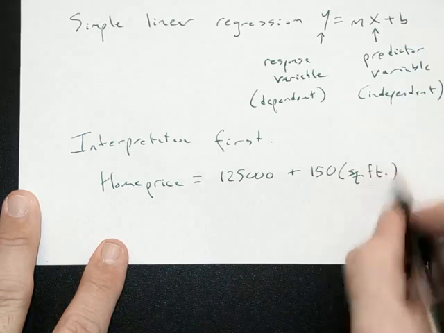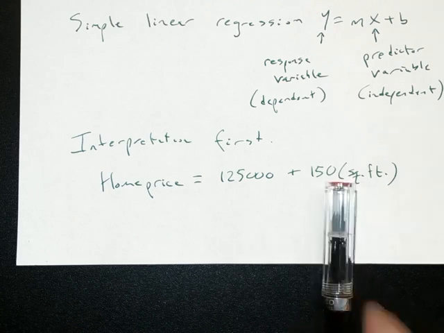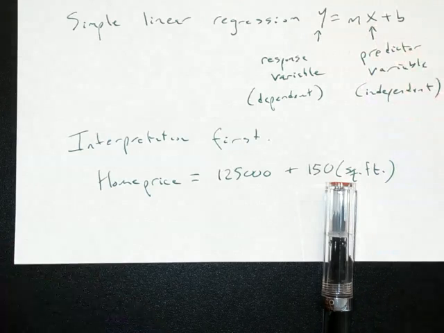Here is a survey of housing that predicts the price of a home based on the square footage of the area of the floor plan. Interesting note, they reversed the order of these two things. They put the B first and the MX last. I don't care, you're adding. I don't care what order you add in.